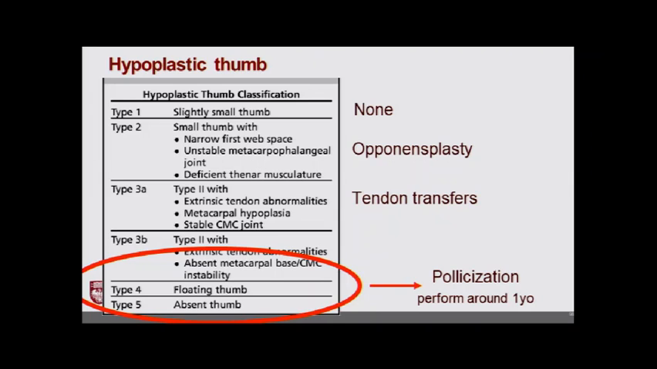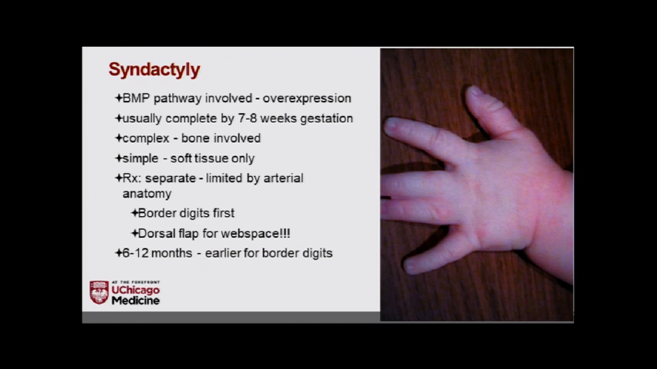you remember, this is a kid, you're not going to be able to see a trapezium on x-ray. So there will be a clinical vignette describing an unstable thumb, unstable CMC joint, or a floating thumb, or an absent thumb. The key thing is there's no other treatment for that patient other than a pollicization, and you want to perform that around 1 year.